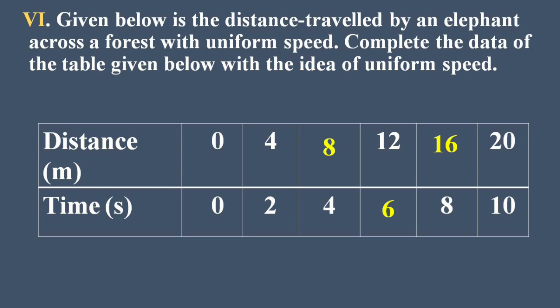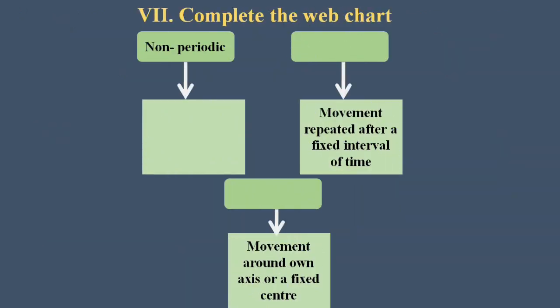It's very simple. Okay, let's see the next one. Complete the web chart. Here they gave non-periodic motion. Under it they gave one box. We have to find what non-periodic motion is. Non-periodic motion is not repeated in an equal interval. So motion is in non-uniform intervals. This is the answer.